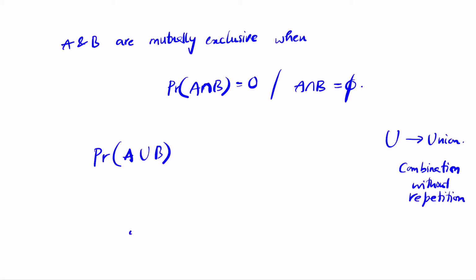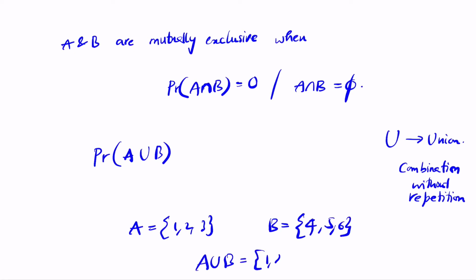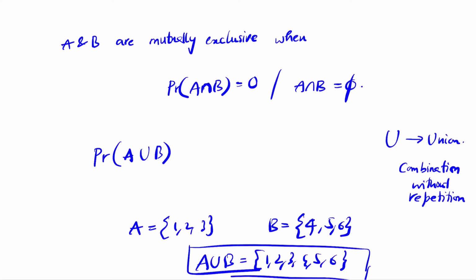For example, let's say A is the set of 1, 2 and 3 and B is the set of 4, 5 and 6. A union B represents the set of 1, 2, 3, 4, 5 and 6. So it basically combines everything. Think of this as an addition version. So union also represents addition.